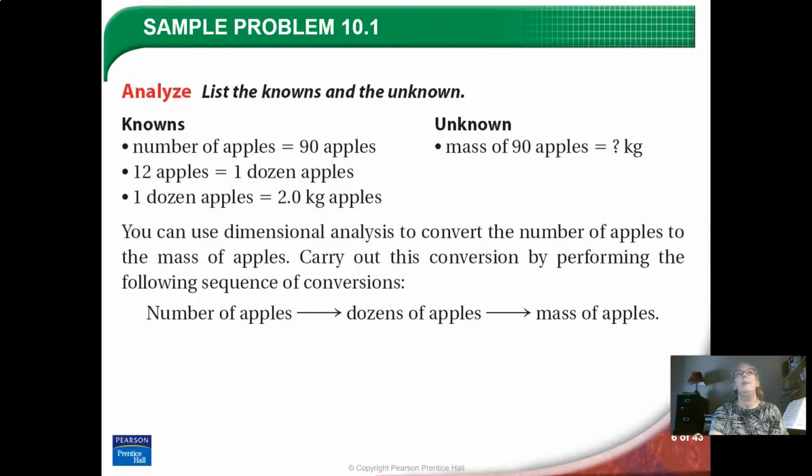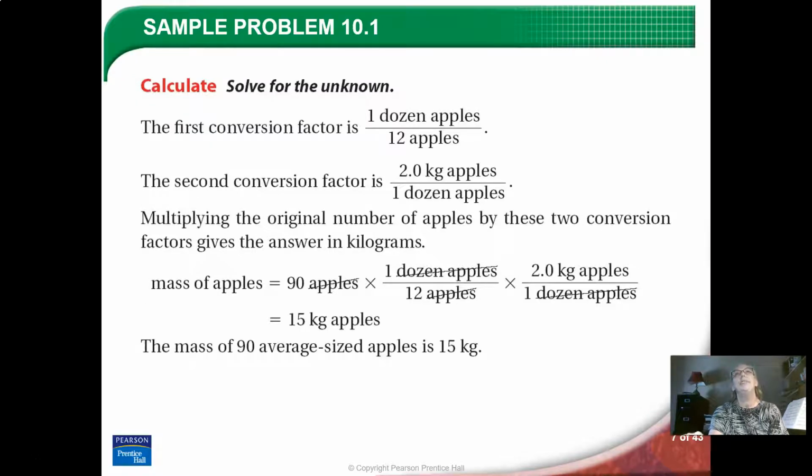So if we had this problem, we could start with number of apples, go to dozens of apples, and then figure out the mass of apples. And so here's all the conversion factors to do that. If we took the 90 apples, we knew that 1 dozen has 12 apples, so apples cancels out. Dozen is 2 kilograms, then we can cancel out the dozen, and we'd come up with kilograms for those 90 apples. So we're going to use unit analysis again.